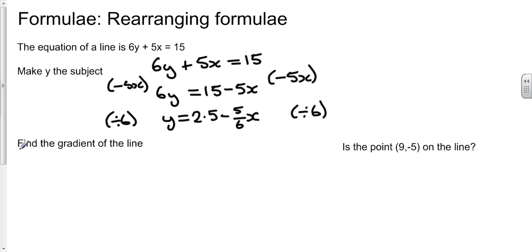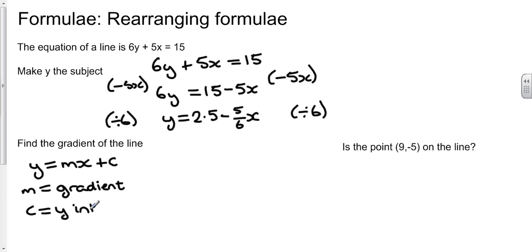Now we could go on to find the gradient of this line, because to find the gradient of the line you ideally want to have it in the form y equals mx plus c. This is the normal format of an equation of a straight line, and m represents the gradient. I think g was already being used when they came up with the letters, and c is the y-intercept. It's the point at which the line goes through the y-axis.